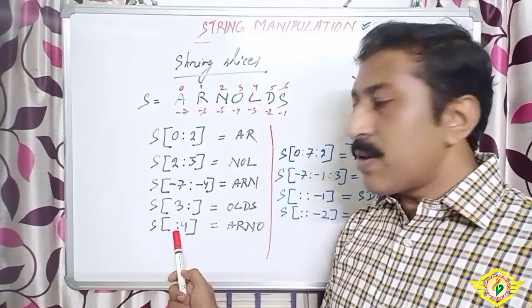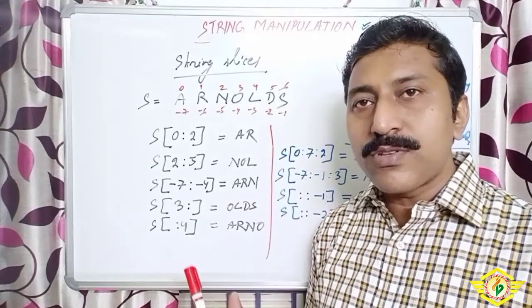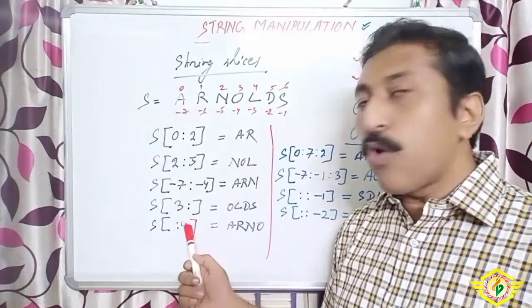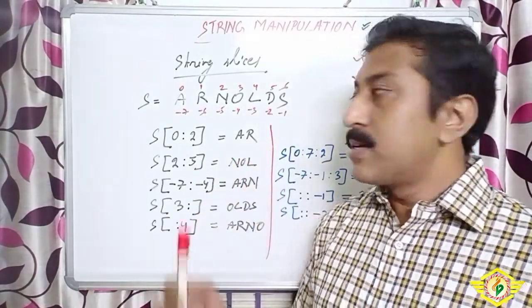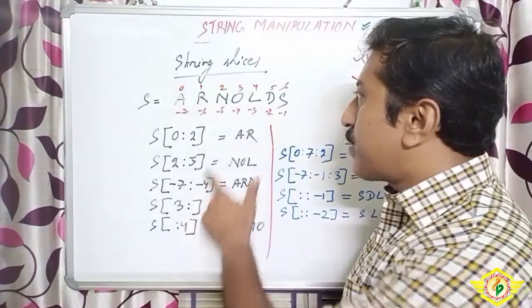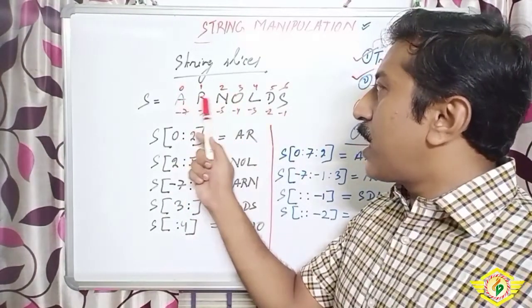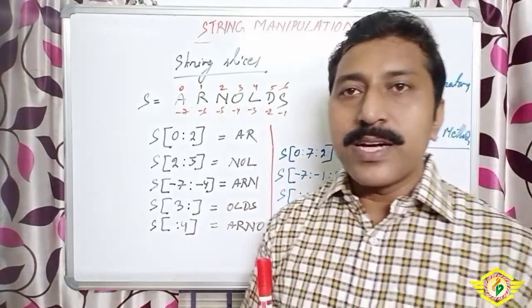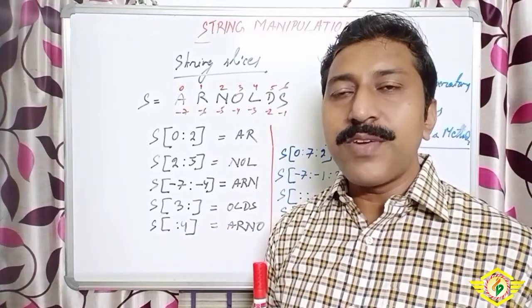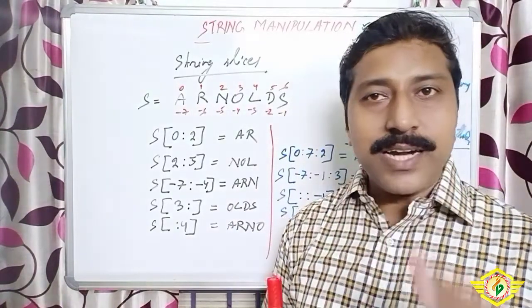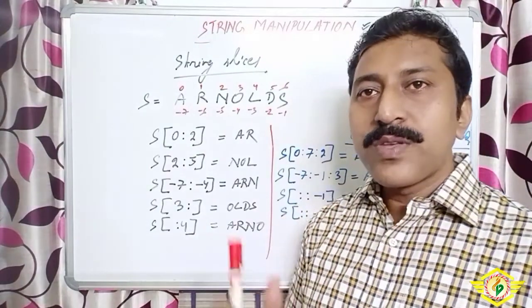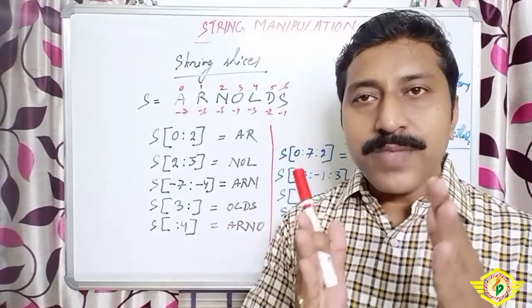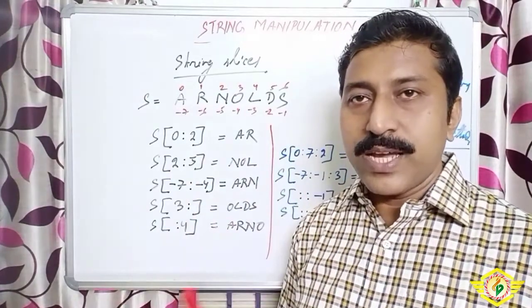Similarly, first I have given a colon and then 4, means from the beginning till the 4th. 4 means we take it till the 3rd index, so the output is ARNO. So remember, if the colon comes first, it starts from the beginning up to the given position. If I write 3 and then the colon, it goes from the given position to the last position at the end of the string.